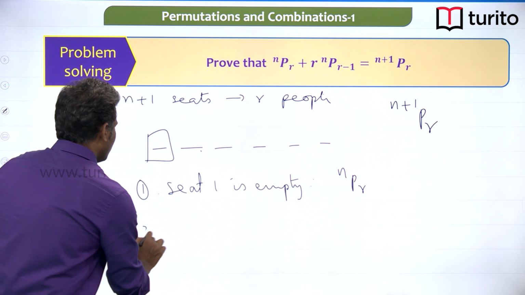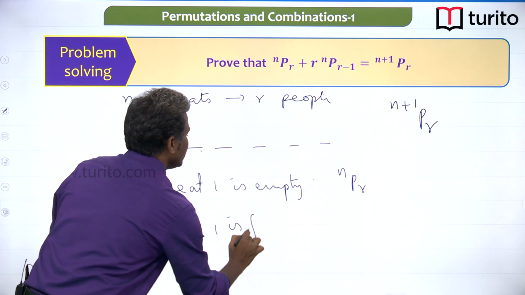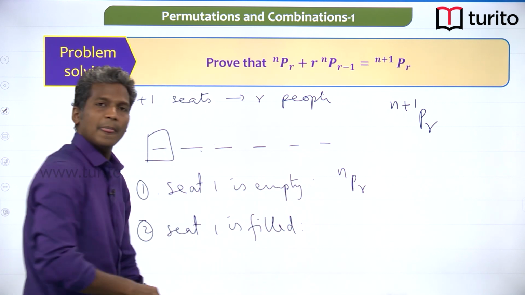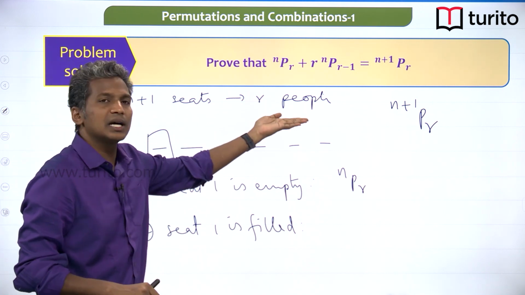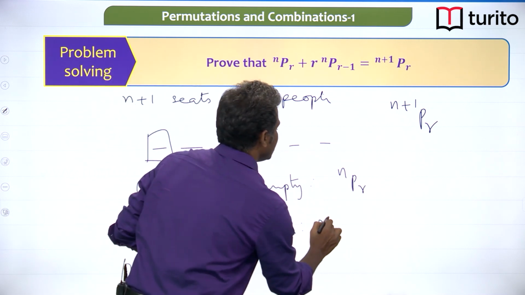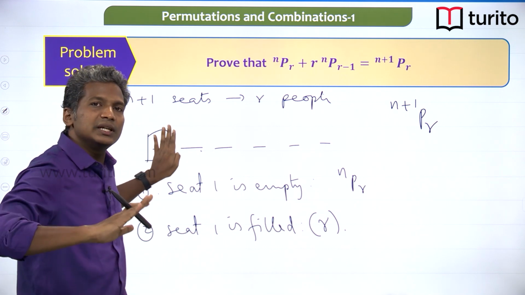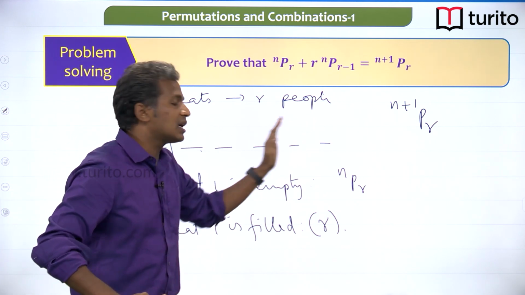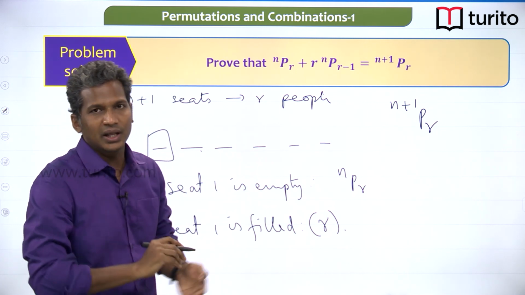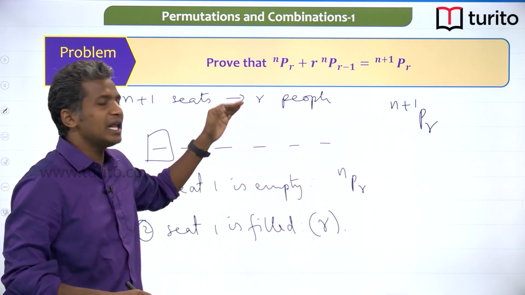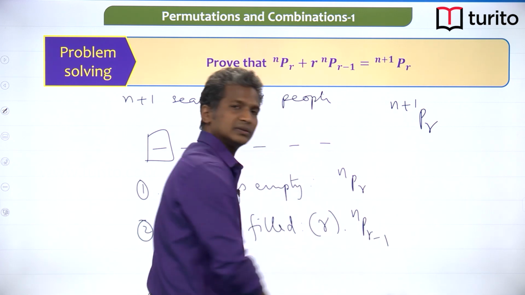Now, let us say first seat is not empty, that means seat 1 is already filled. First seat can be filled in how many ways? How many options are there? R options are there. So, first seat can be filled in R ways. Now, we are assuming that first seat is already filled. How many seats are remaining? N seats are remaining, but how many people are remaining? R minus 1 people are remaining. So, in how many ways can you arrange N seats with R minus 1 people? In NPR minus 1, right.